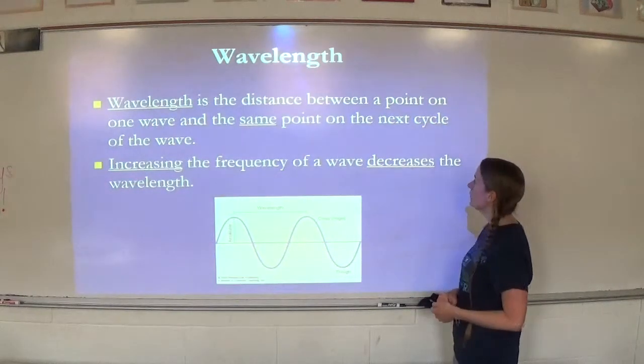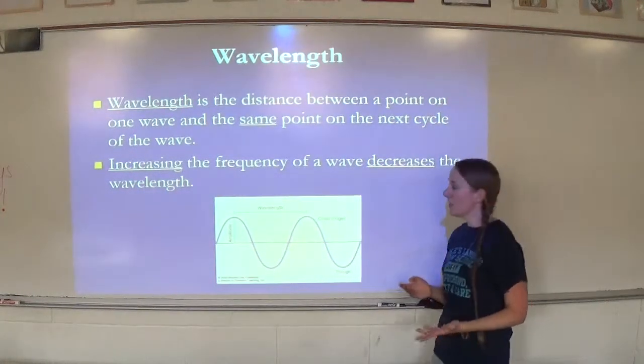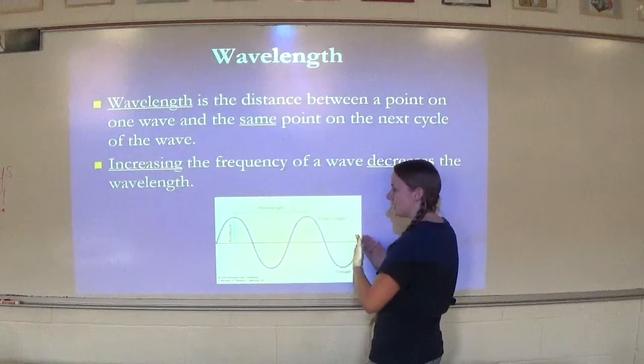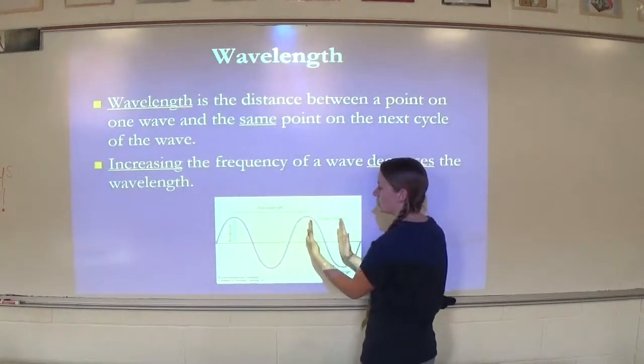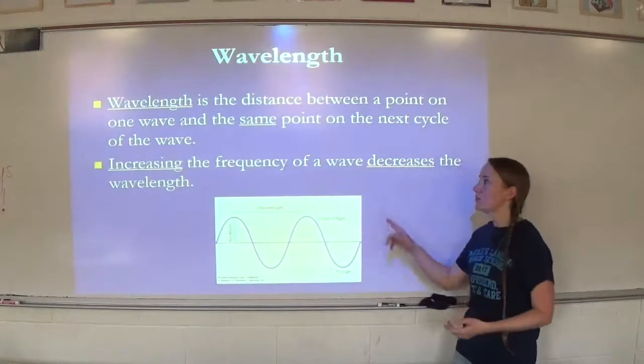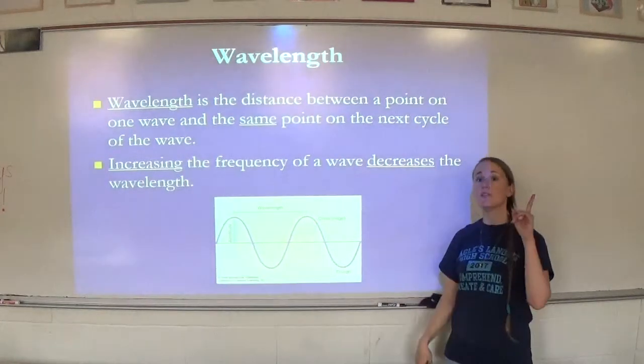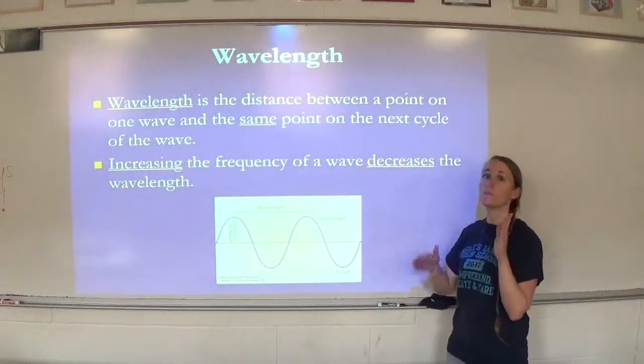Increasing the frequency of a wave decreases the wavelength, because if we're moving the same speed, in order to make more waves pass in a given time, we have to shorten the wavelength. So in other words, frequency and wavelength are inversely proportional. As one goes up, the other goes down.